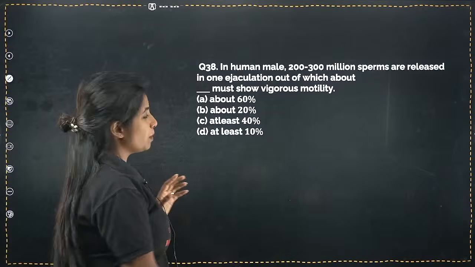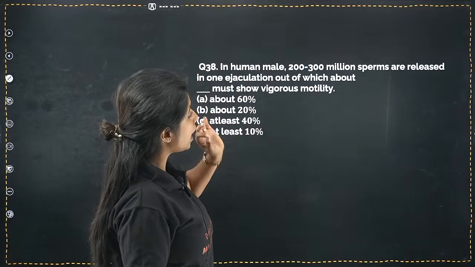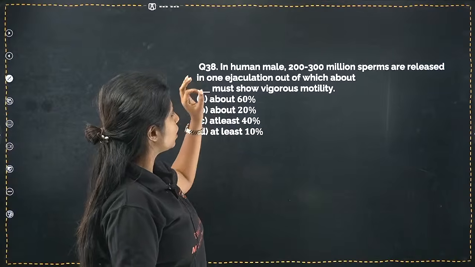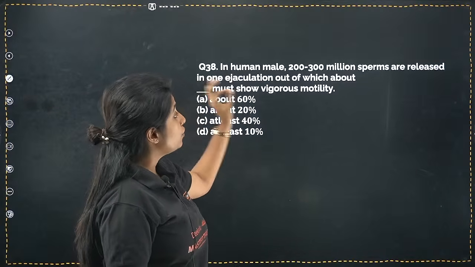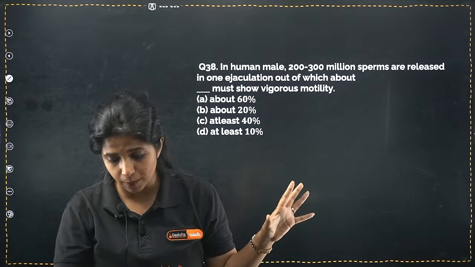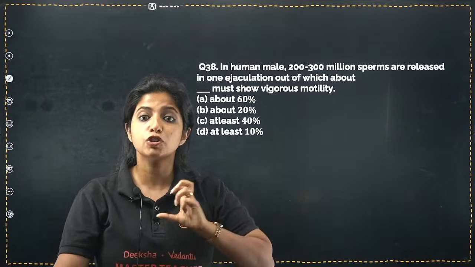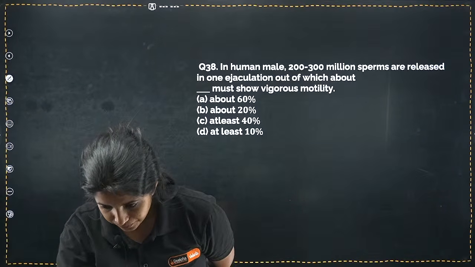Question number 38. Let me see who all are going to give me the correct answer. In human male, 200 to 300 million sperms are released in one ejaculation, out of which about dash must show vigorous motility. So after that, how many of them should be showing vigorous motility? What do you think is the answer for this question?